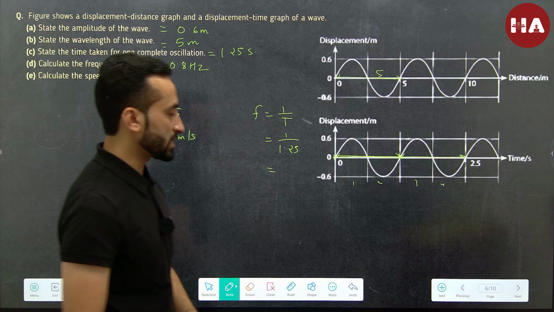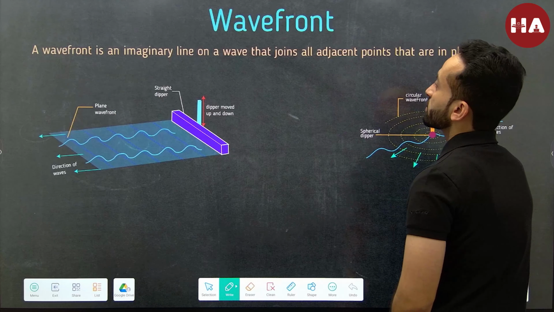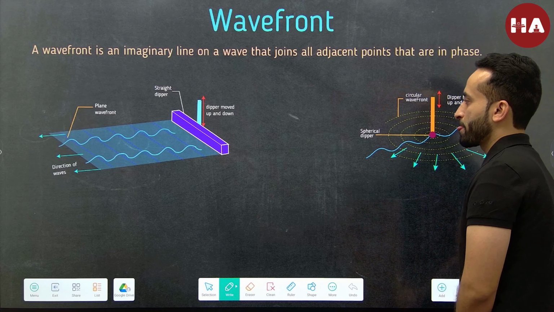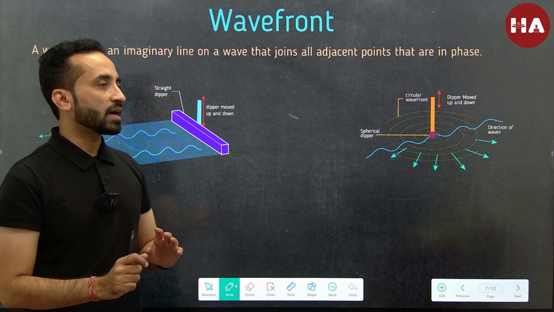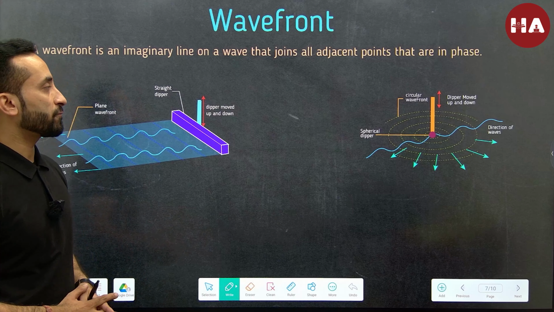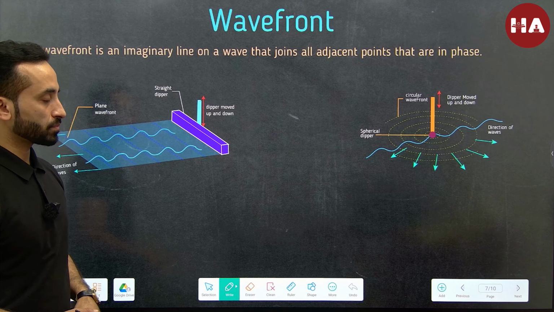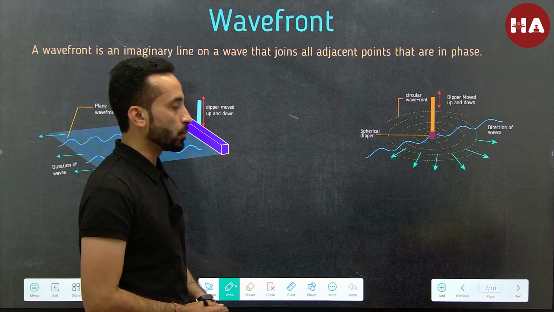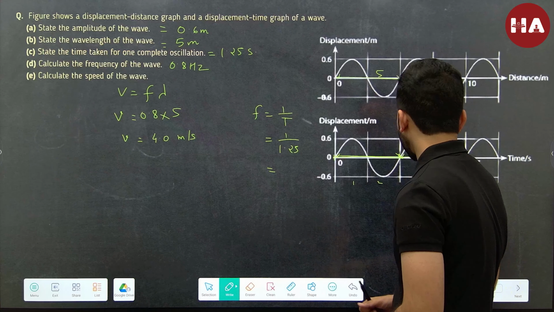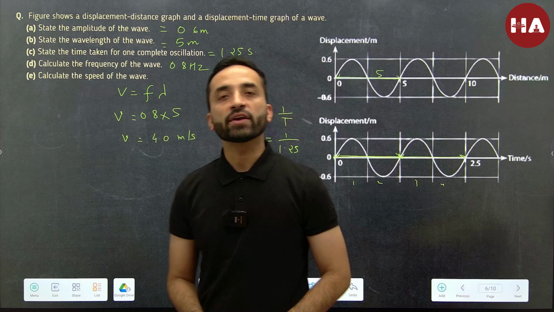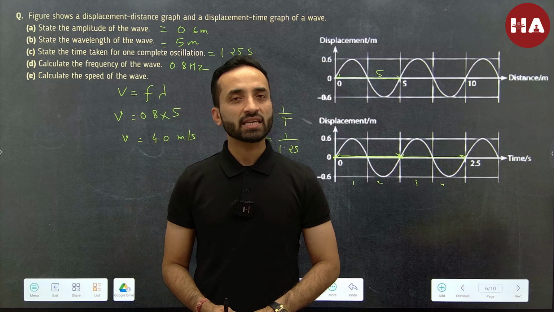Right students, next, very quickly, wave front. I will not give you much time here, just understand this. What do you mean by a wave front? Or what we can do is end this class here, and in the next class discuss wave front and water waves. So let's keep it like that.